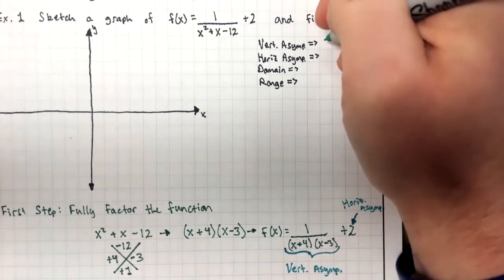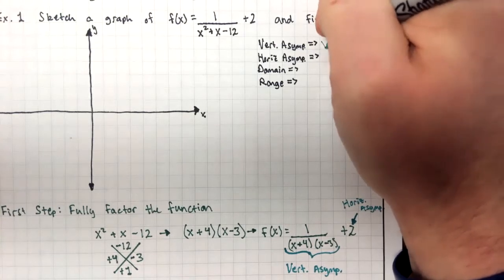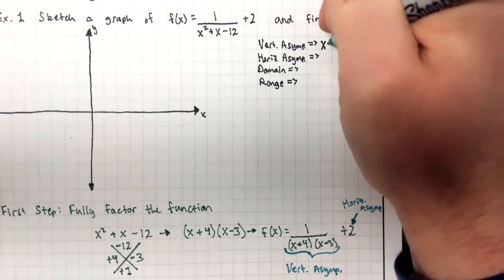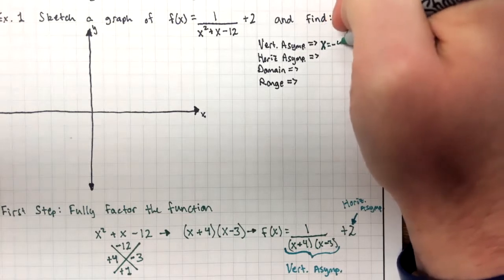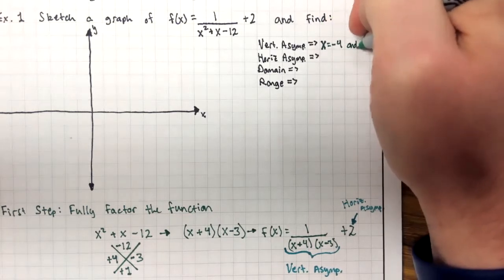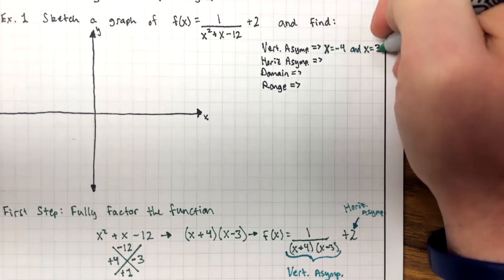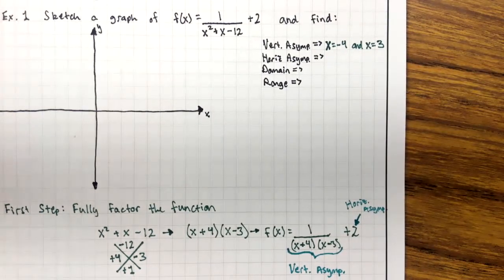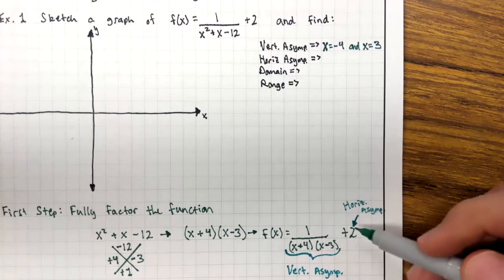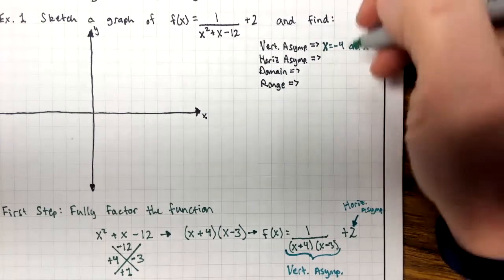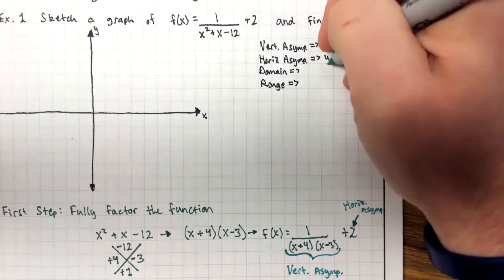So vertical asymptotes. We've got x equals -4, and we've got x equals +3. Now the horizontal asymptote, very easy. Just look at that number on the end, the k value. Y equals +2.